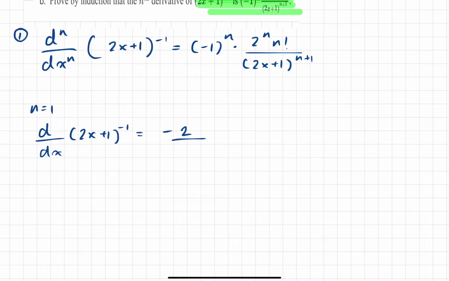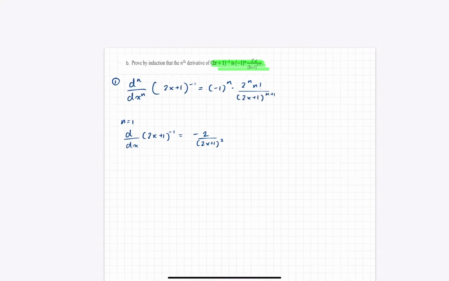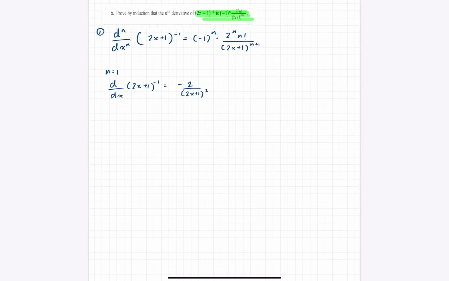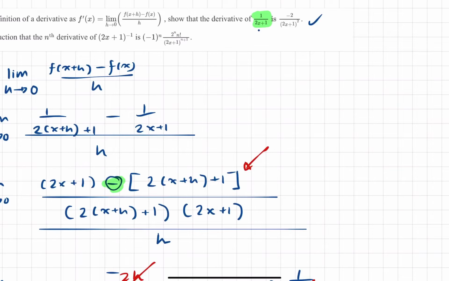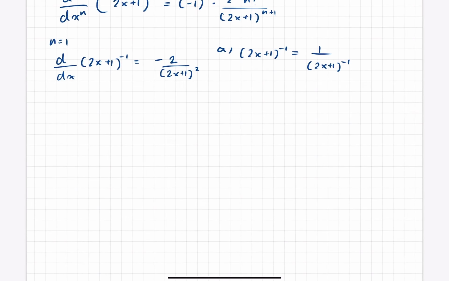Over 2x plus 1, n plus 1 is just going to be 2x plus 1 squared. And if we refer to our answer in A, 2x plus 1 is equivalently just... And if we go back to what we said here, we said that this is exactly this. So therefore, this has to be true.